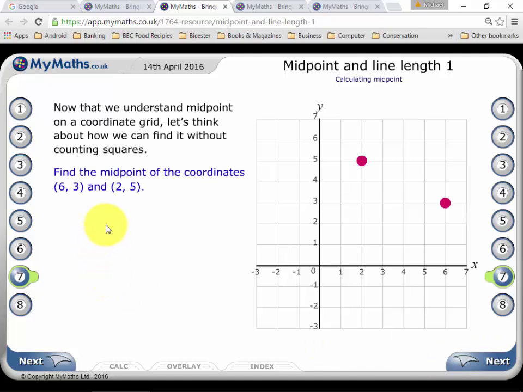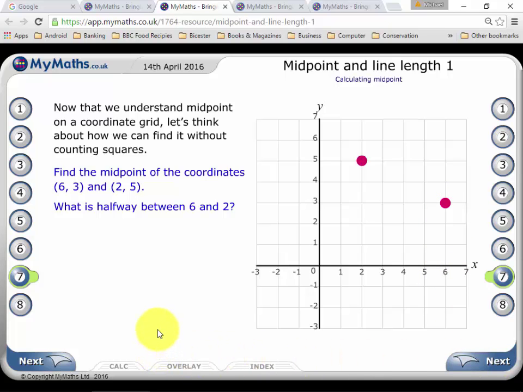It says here, find the midpoints of the coordinates 6, 3 and 2, 5. Well, look, this is 2, 5. 1, 2, 1, 2, 3, 4, 5. And this one here is 6, 3. 1, 2, 3, 4, 5, 6. 1, 2, 3. Click on Next.